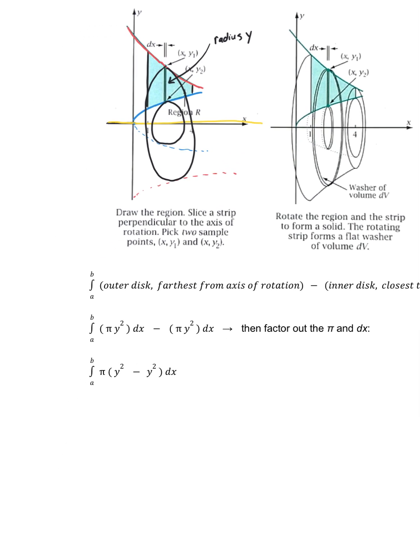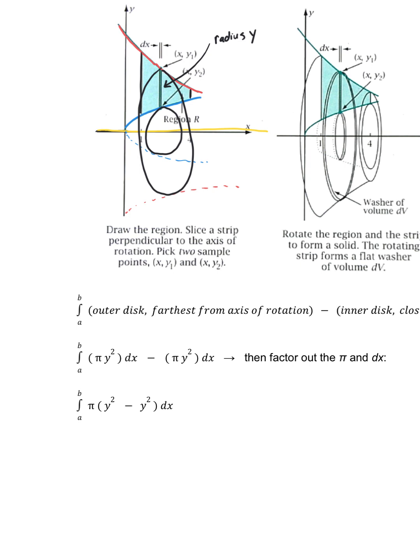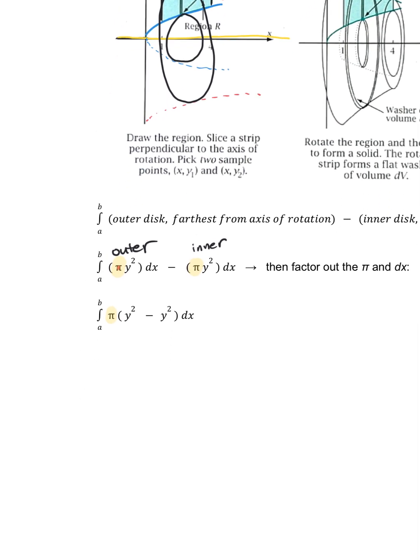Then we go here. Pi y squared, this is the outer function, and then minus pi y squared again. This is our inner function. It's very easy to factor out that pi. That pi can be factored out, and then I just have y squared minus y squared. So let's go to work and set up our definite integral, because that is our goal.